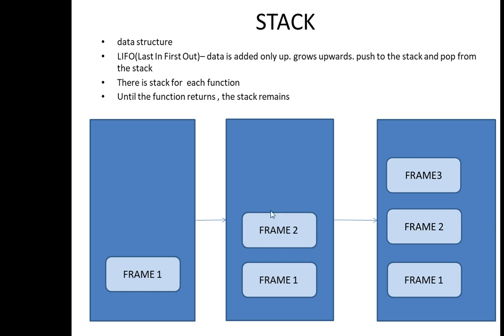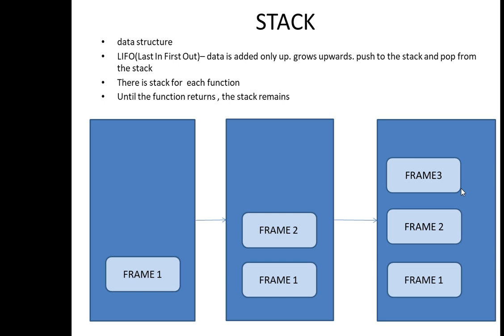Let's say that is function 2. When function 2 is called, another stack frame for that function is created. Let's call it frame 2. This frame 2 will contain all the information relevant to function 2. Let's say another function, function 3, is called. A frame for function 3 will be created at the top of frame 2, and frame 3 will contain all the information related to function 3.